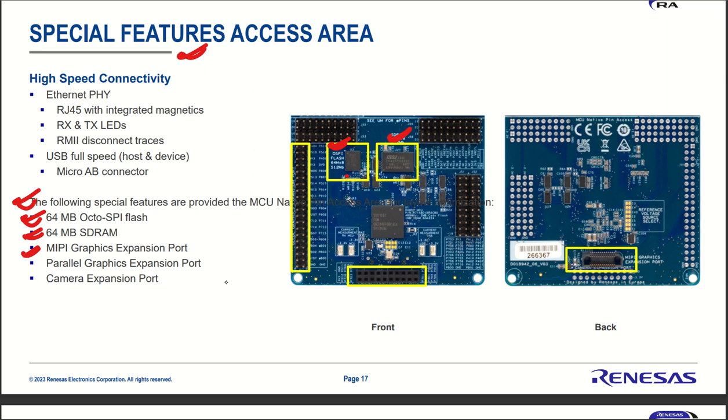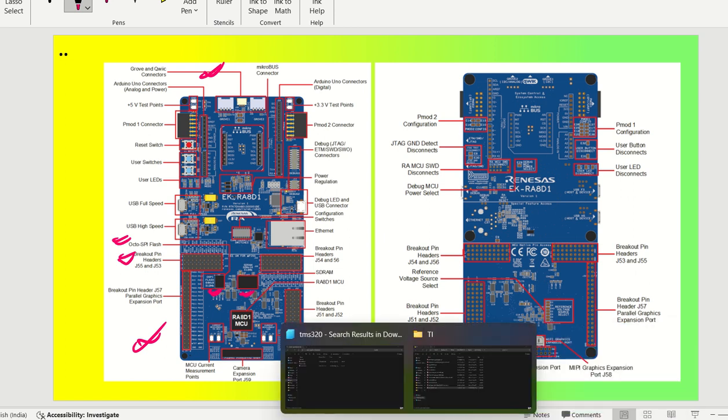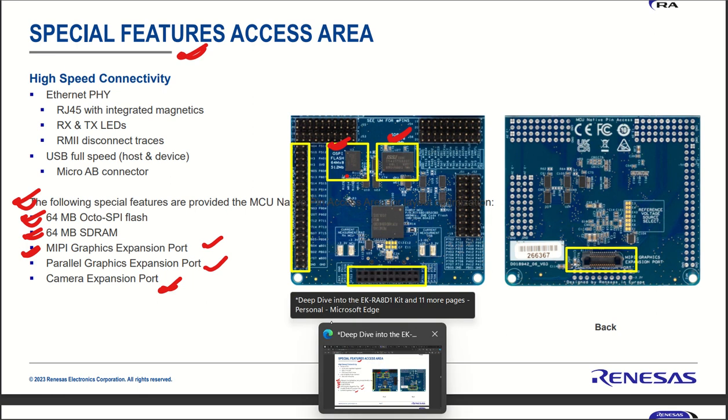If I show you the graphics expansion port, the parallel graphics expansion port and the camera expansion port, let me open the device diagram here, and you will see this is your breakout pin headers. This one is your Octa SPI flash, and this was your 64 MB SDRAM. One more thing they talked about just now is the MIPI graphics expansion port. The graphics expansion port is one of these.